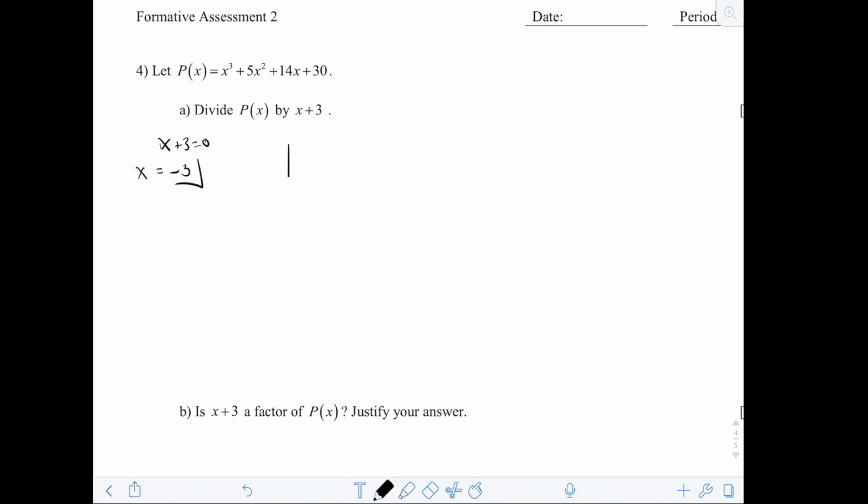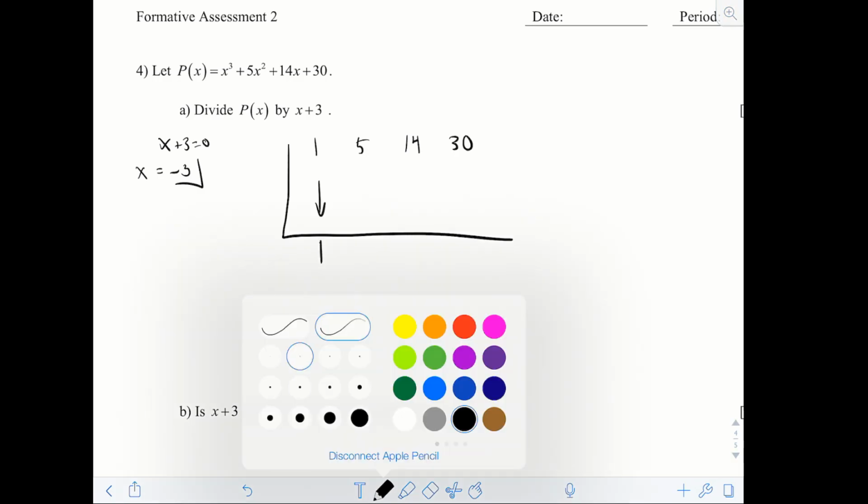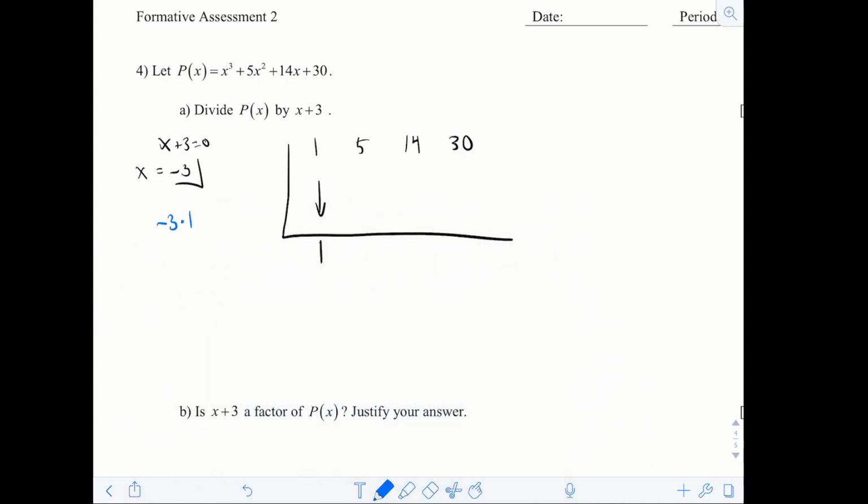The next thing is I'm going to write down the coefficients of this polynomial. That would be 1, 5, 14, and 30. The first thing I do is bring down the 1. Then I do negative 3 times 1, which gives me negative 3. Add those two together, so I get 2. Then do it again, negative 3 times 2, which gives you negative 6. Add those together, so that gives you 8. Then negative 3 times 8 gives you negative 24, and I'm left with 6.